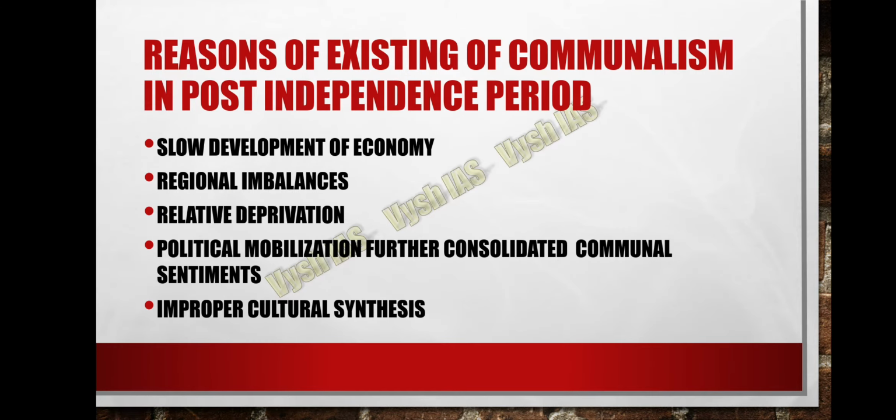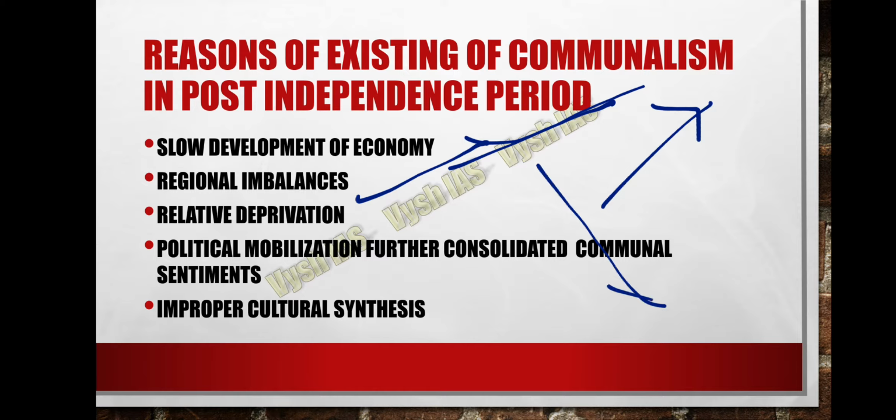And now let's see the reasons for the existence of communalism in post-independence India. After the partition, in spite of Indians having so much control over Indian land, why did communalism still exist in the post-independence period? That is the basic question. It existed because of the slow development of the economy. And we can see the regional imbalances. One region is highly developed and one region is less developed. Because of the regional imbalances also, communalism has actually risen.